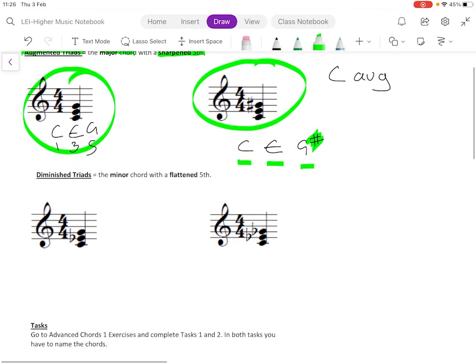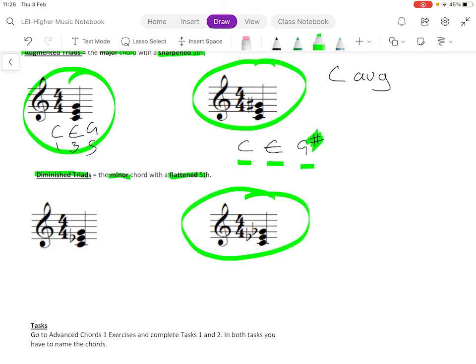Moving on to diminished triads. Diminished triads are based on the minor chord, so it's a minor chord, and then the 5th is flattened. Okay, so this over here is a C diminished chord. So it's C dim.